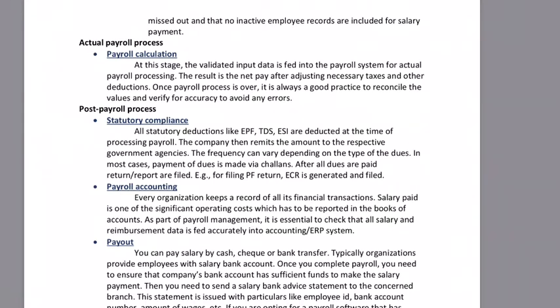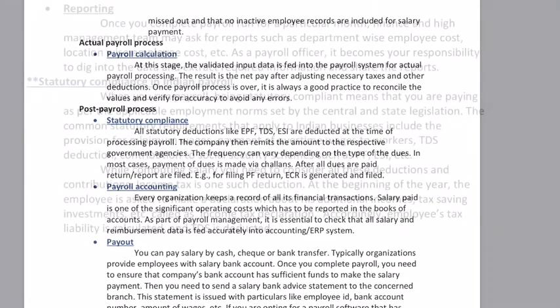Then an advice is sent to the bank or the concerned branch regarding the salary credits that have to be made. This statement is issued with particulars like employee ID, the bank account number, and the amount of salary or wage to be deposited. Again, when companies use payroll software which is integrated well with all the connecting systems and organizations, this works seamlessly without any errors.